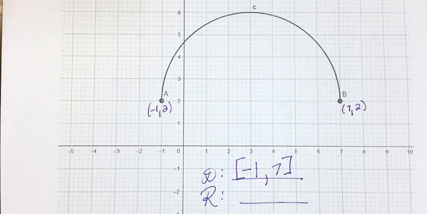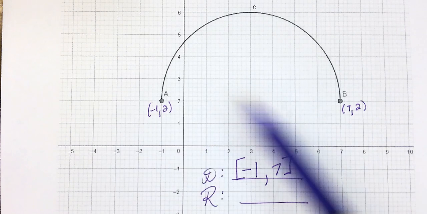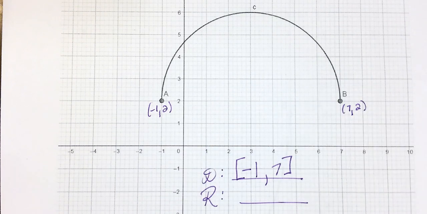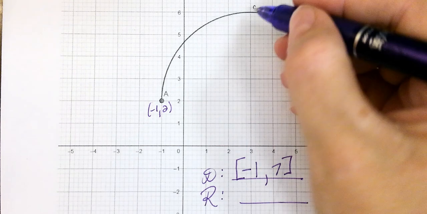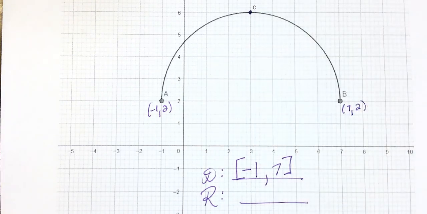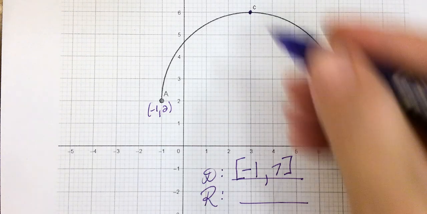Our range is from the lowest y value to the highest. Now we don't have a notation here for the highest point. We only have 2 points actually plotted on this graph or notated on this graph. But there is a highest point here with this graph, and it is this point right here. So let's label that point. That point is 3, 6.